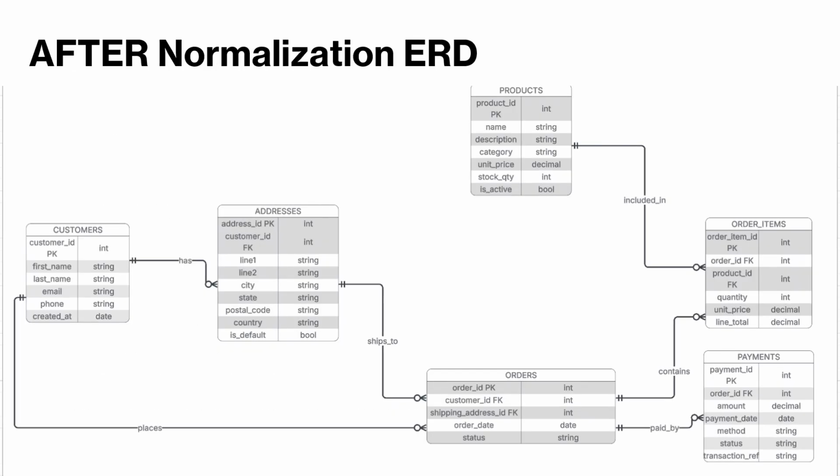Now this slide shows the ER diagram after normalization. The database is now clean, structured, and scalable. Each entity has a clear responsibility, data redundancy is minimized, and relationships are properly enforced using primary and foreign keys. This design improves performance, consistency, and long-term maintainability of the system.